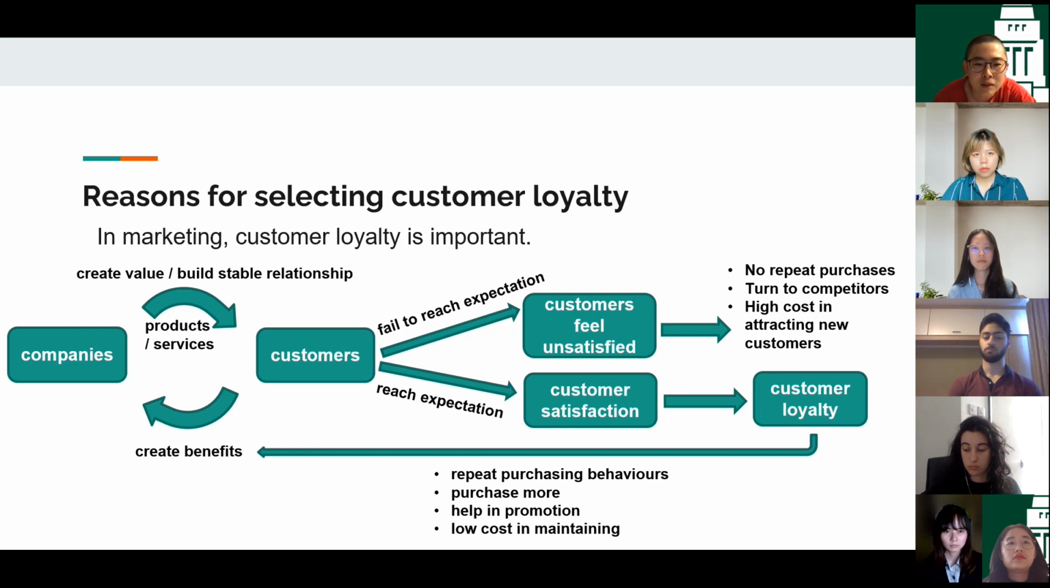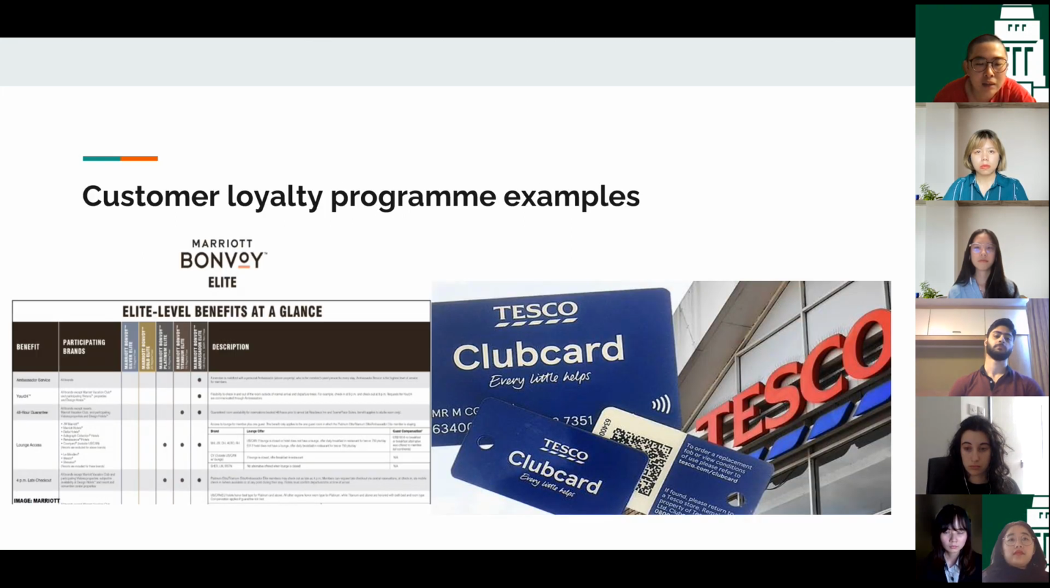To companies, maintaining old customers costs 5 times lower than creating new customers. They can use the money saved to improve products and services to create more value to customers. Here is an example of a company which publishes its own customer loyalty program. Tesco is a famous retail company with its own customer loyalty program, Club Card. This company can collect data from their customers and improve their products and services.